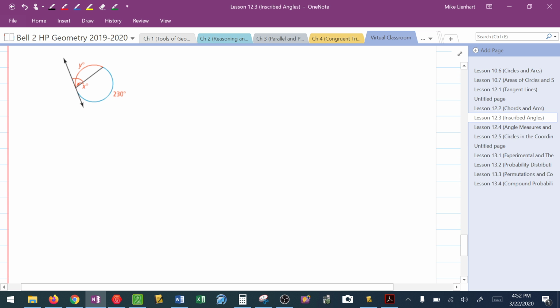X is this angle inside of here, all right? In order to find X, the smart way to do this is go ahead and find Y first. I know that Y is 360 minus 230, or Y is 130 degrees. I know that because 360 is all the way around the circle. So the arc Y is 130 degrees. If arc Y is 130, then angle X is an inscribed angle, which means its measure is half of its intercepted arc. In this case, 130, or X would be 65 degrees.